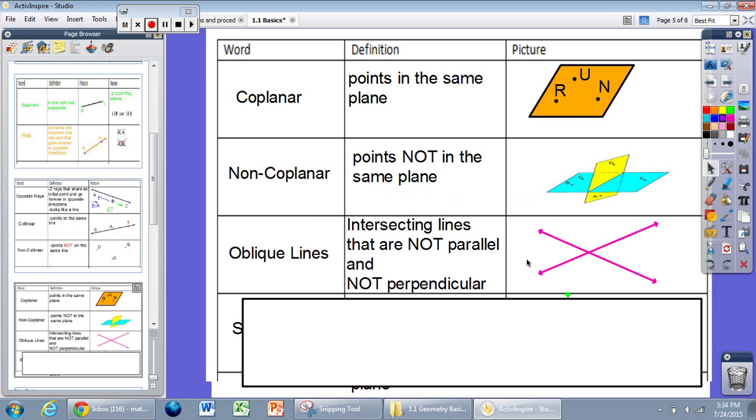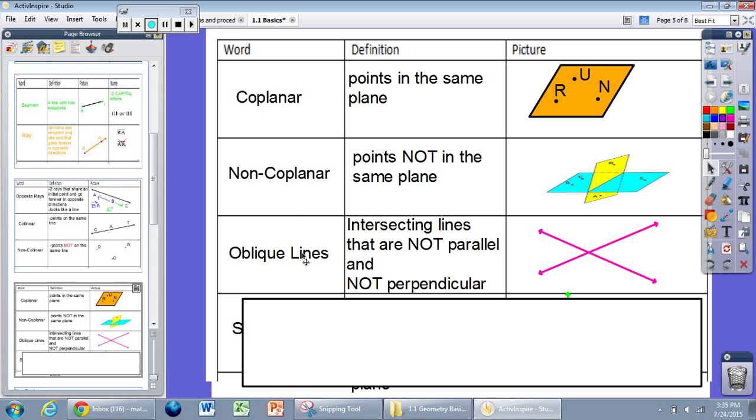We have oblique lines. These are intersecting lines that are not parallel. Obviously, if they are intersecting, they can't be parallel because parallel lines don't ever intersect. And then they're also not perpendicular. Your perpendicular lines intersect at 90 degrees. So as long as you have two lines that are intersecting but not at 90 degrees, we can consider them oblique lines.